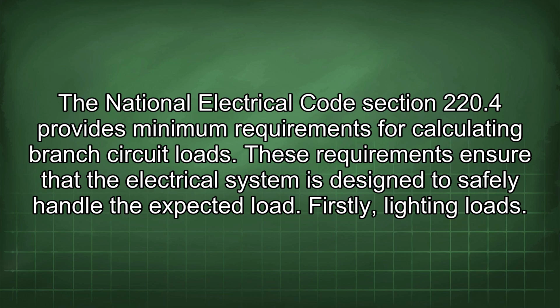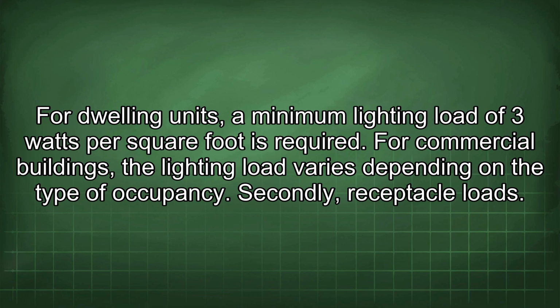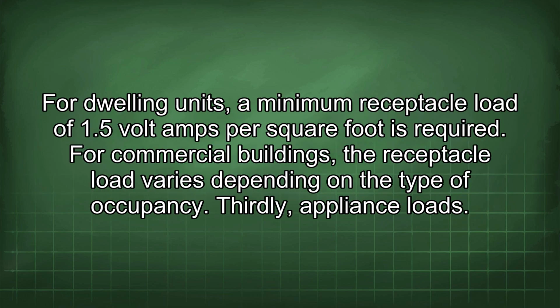The National Electrical Code Section 220.4 provides minimum requirements for calculating branch circuit loads. These requirements ensure that the electrical system is designed to safely handle the expected load. Firstly, lighting loads. For dwelling units, a minimum lighting load of 3 watts per square foot is required. For commercial buildings, the lighting load varies depending on the type of occupancy. Secondly, receptacle loads. For dwelling units, a minimum receptacle load of 1.5 volt amps per square foot is required. For commercial buildings, the receptacle load varies depending on the type of occupancy.